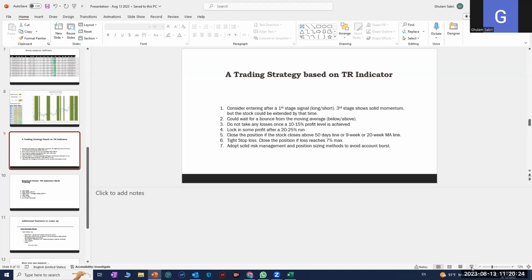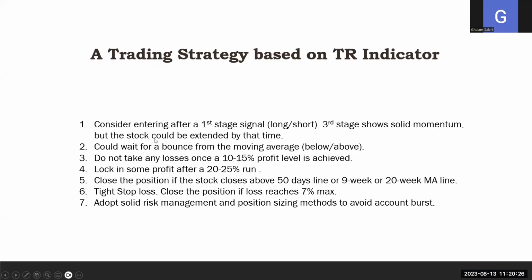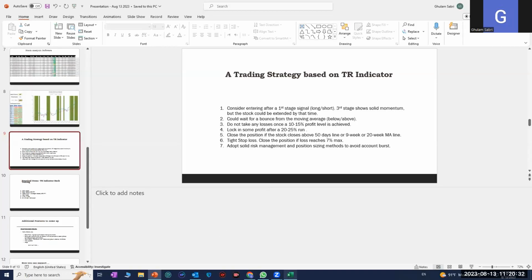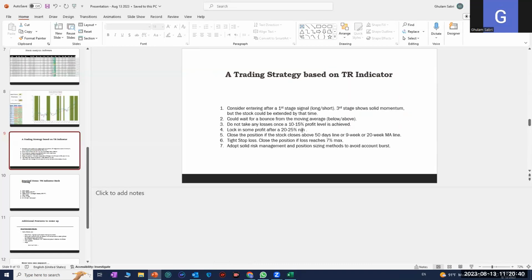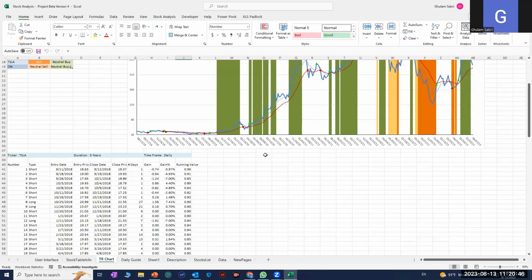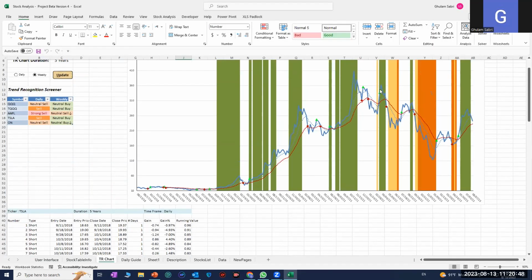So what exactly is our strategy? That we should consider entering after a first stage signal, long or short. What is the first stage signal? As I explained here, this triangle when the trend is starting. And then we should wait for a bounce of the stock. Let the stock, because at times the stock is extended. You can get a signal here, but it is extended from this key line. So let it come down here.